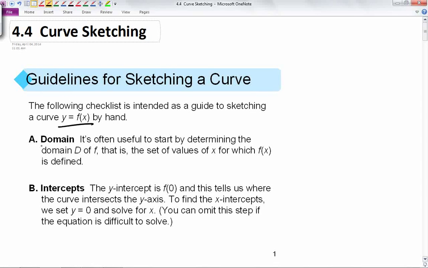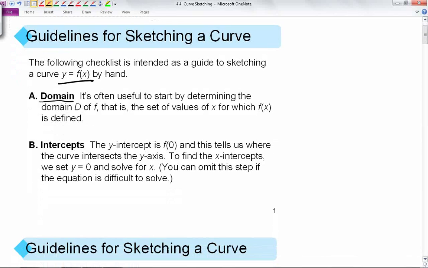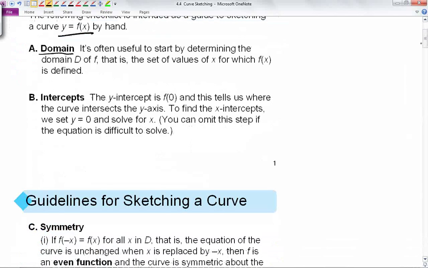First we look at the domain. Okay, find the domain of the function, which means the set of x values for which the function is defined. So that's pretty basic. Then we move on to intercepts. The y-intercept is where x equals 0, so we can find that by plugging in 0 for x.